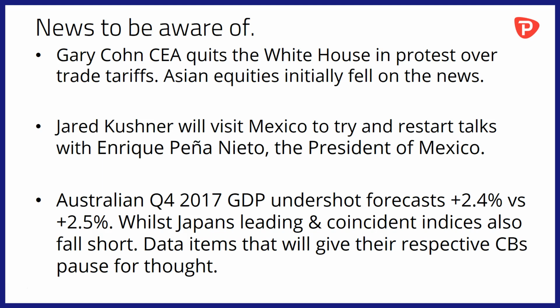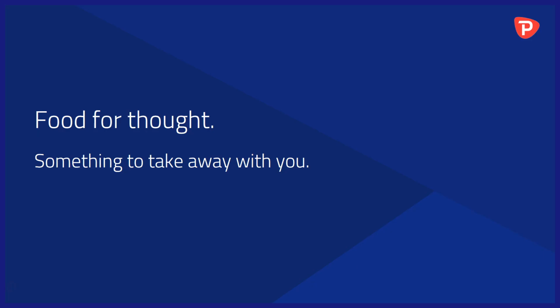And as we saw, Australian Q4 GDP has undershot forecasts, coming in at 2.4% versus an expectation of 2.5%, and Japan's leading and coincident indices data also fell short. Both of these data items will give their respective central banks pause for thought. The Reserve Bank of Australia, of course, is waiting for the economy to improve before it considers raising rates. Japan, of course, is in the midst of a massive QQE program and still trying to get the economy ticking over on all cylinders.